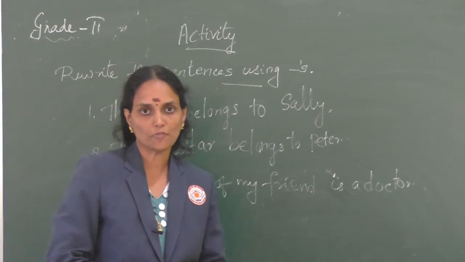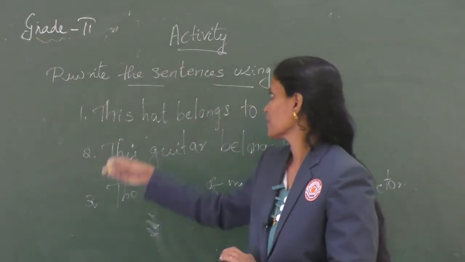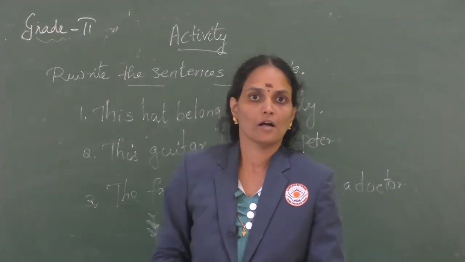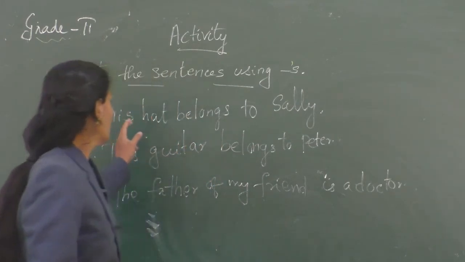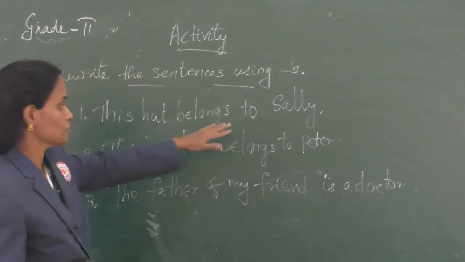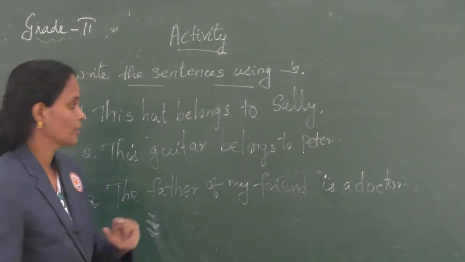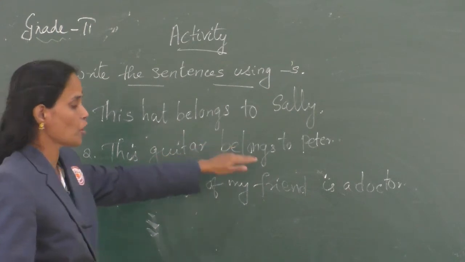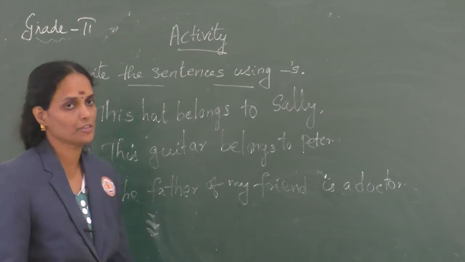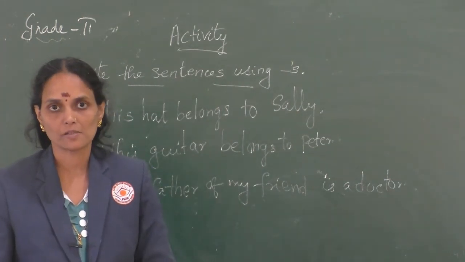Here is an activity for you. All of you look at the board and try to find out the correct answers. Rewrite the sentences using apostrophe S. What is the first sentence? This hat belongs to Sally. You have to rewrite the sentence using apostrophe S. Second one, this guitar belongs to Peter. Third one, the father of my friend is a doctor. All of you try to find out the correct answers.